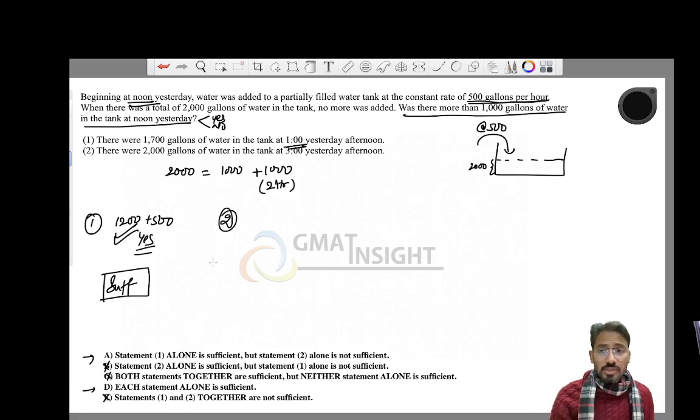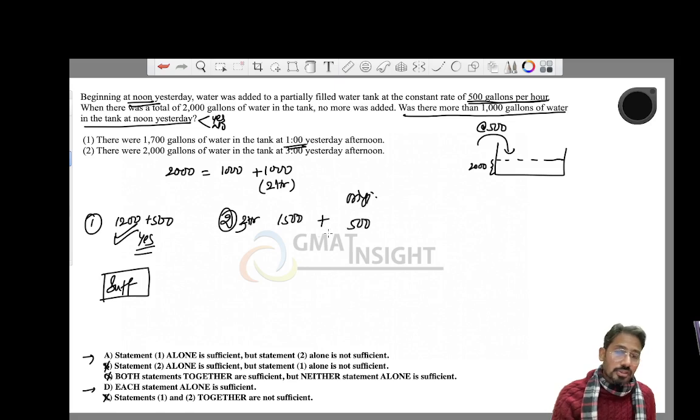Now let's look at the second statement, which says there were 2000 gallons of water in the tank at 3 o'clock yesterday afternoon. Now this is a problem. The reason is that the inlet quickly stops as soon as there are 2000 gallons of water. So one possibility is that the inlet was running for 3 hours. That means it added 1500 gallons, so originally the tank had 500 gallons, right? Why 3 hours? Because at 12 o'clock we are starting, and at 3 o'clock we are just observing.